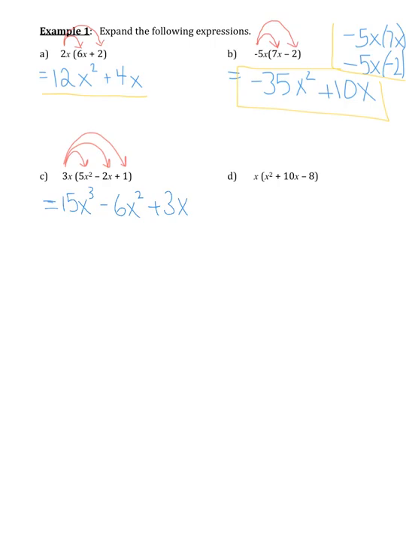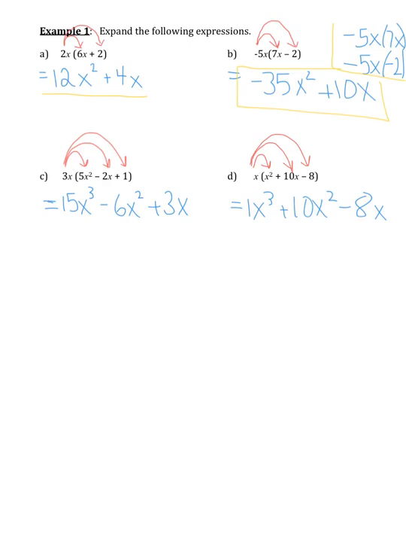Let's try another one together to make sure you got this idea. So we're going to take this x, it's just a 1x times x squared. We're going to take this x times 10x. We're going to take the x times negative 8. Okay, first term we have 1x times x squared. The coefficients are just 1, so it's just a 1. You can write it or not write it, but then it's an x. You see 3 of them to the 3. Then we have an x times a 10x is positive 10x squared. And then we have an x times a negative 8. You just put them together. It's negative 8x. Okay, so hopefully those ones make sense.